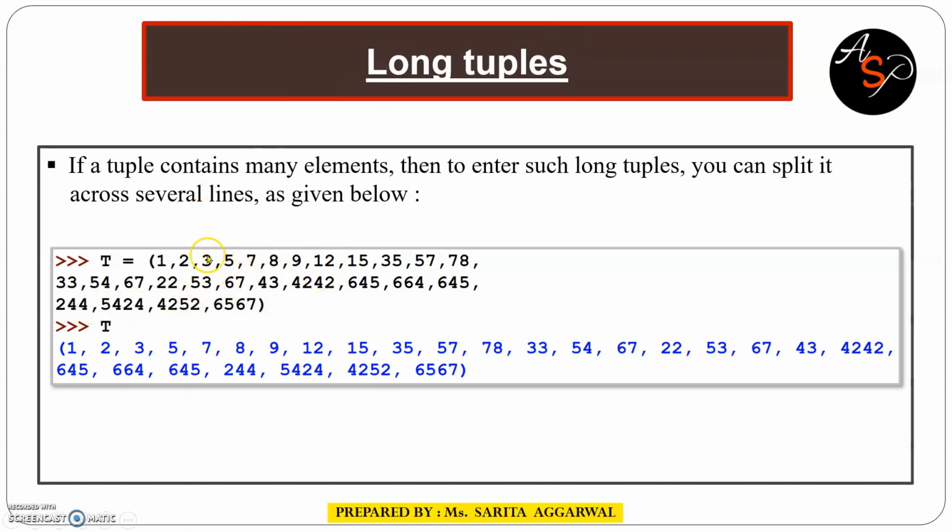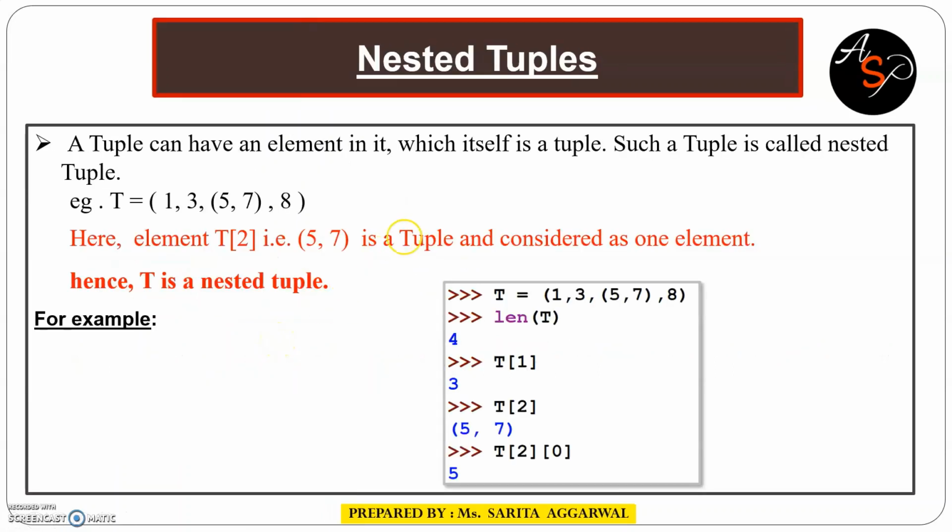When we give this type of values to a tuple variable, then the tuple becomes a long tuple. Okay, if a tuple contains such type of values in this manner, then it is called a long tuple. And next one is nested tuple. A tuple can have an element in it which itself is a tuple. Such a tuple is called nested tuple.